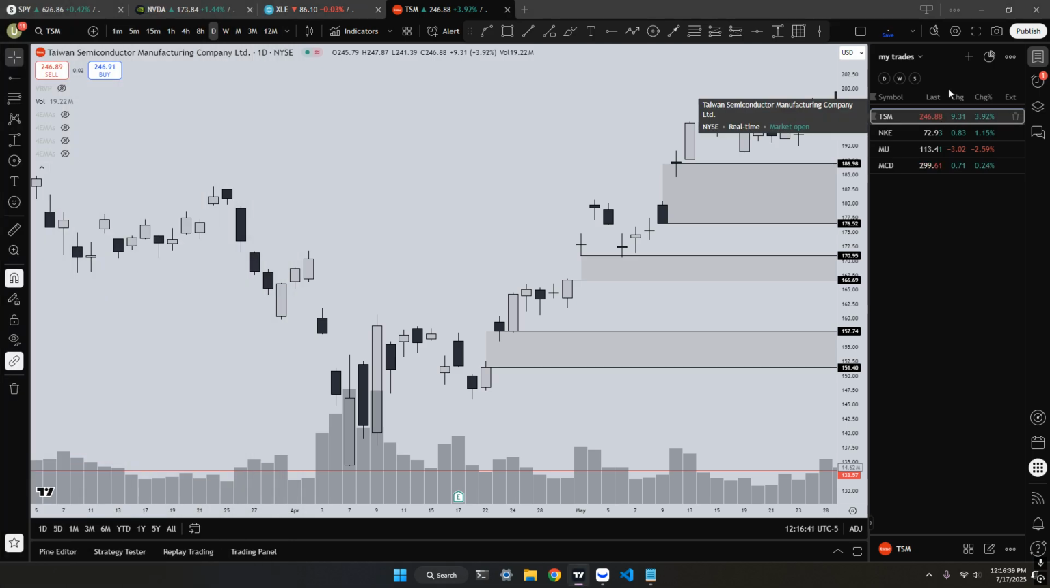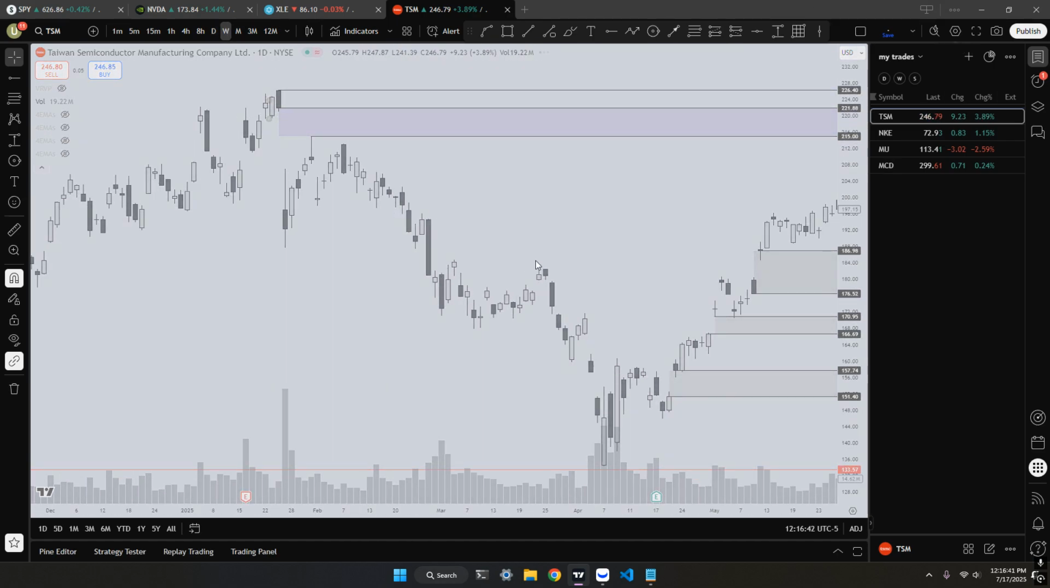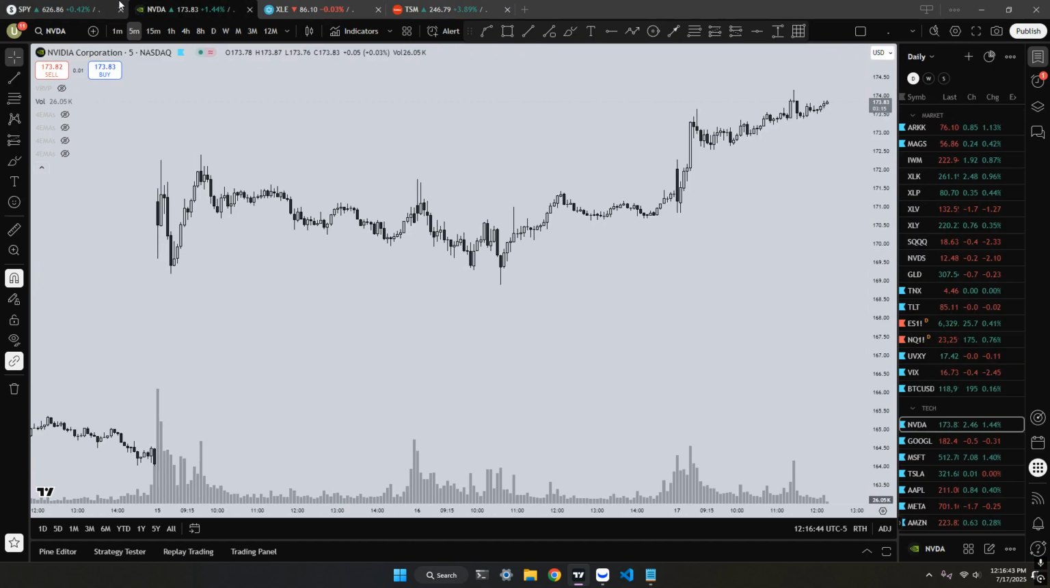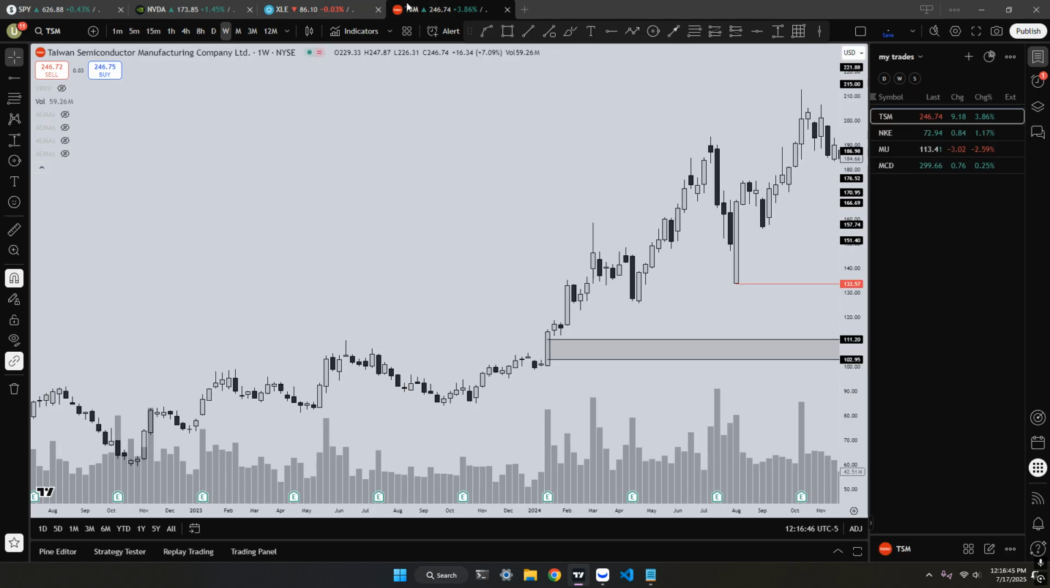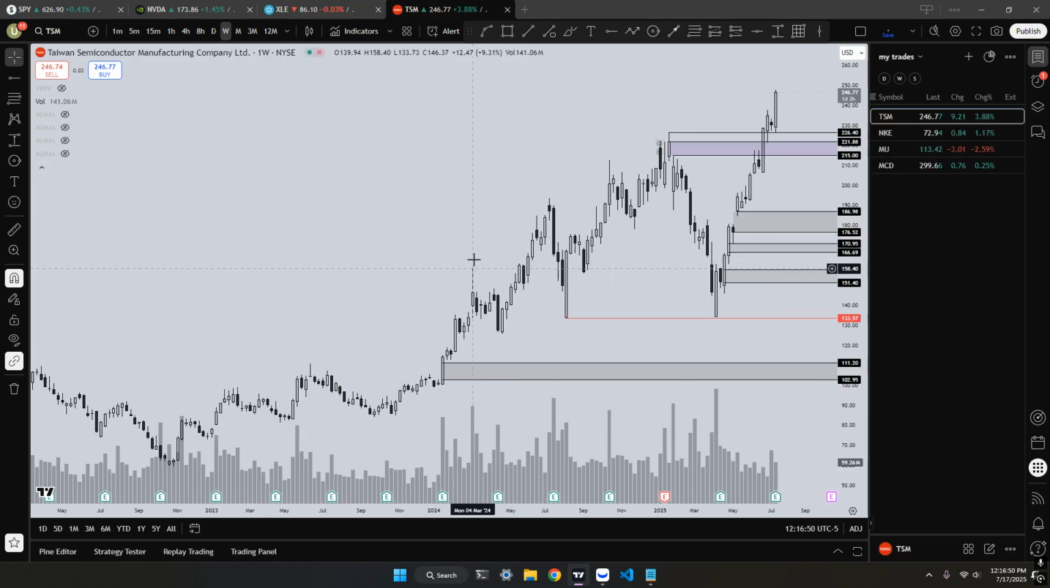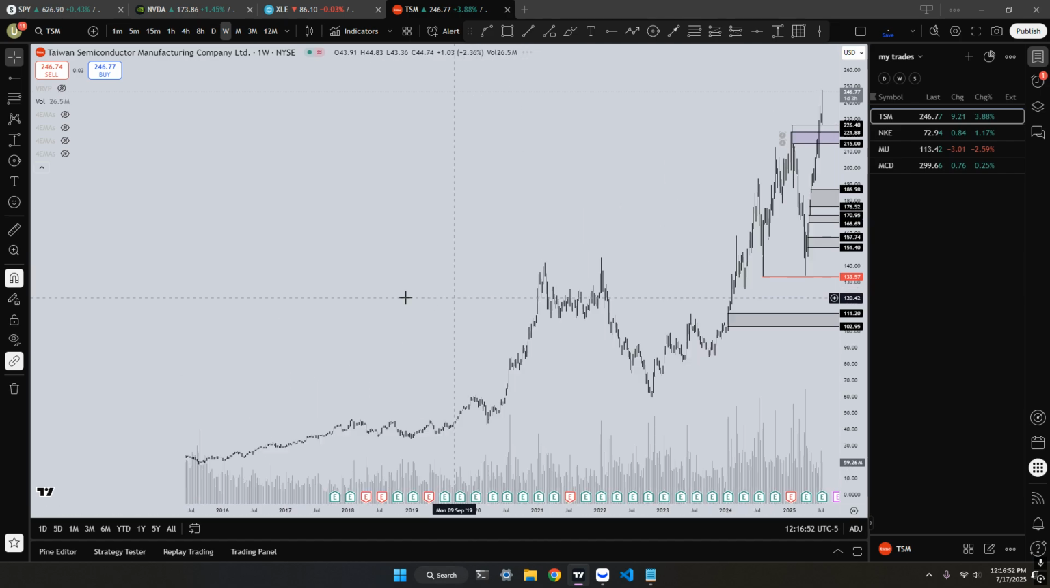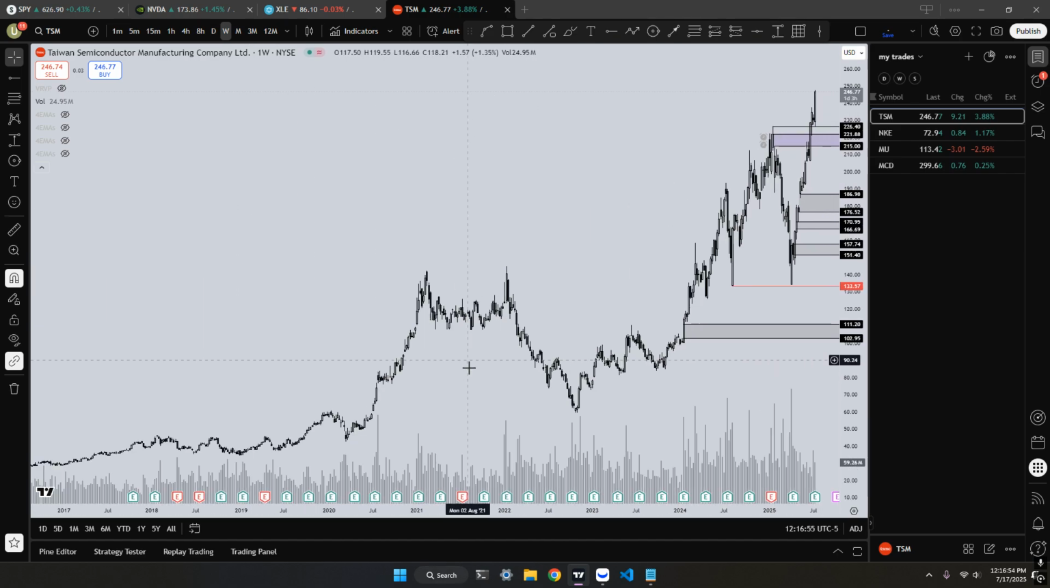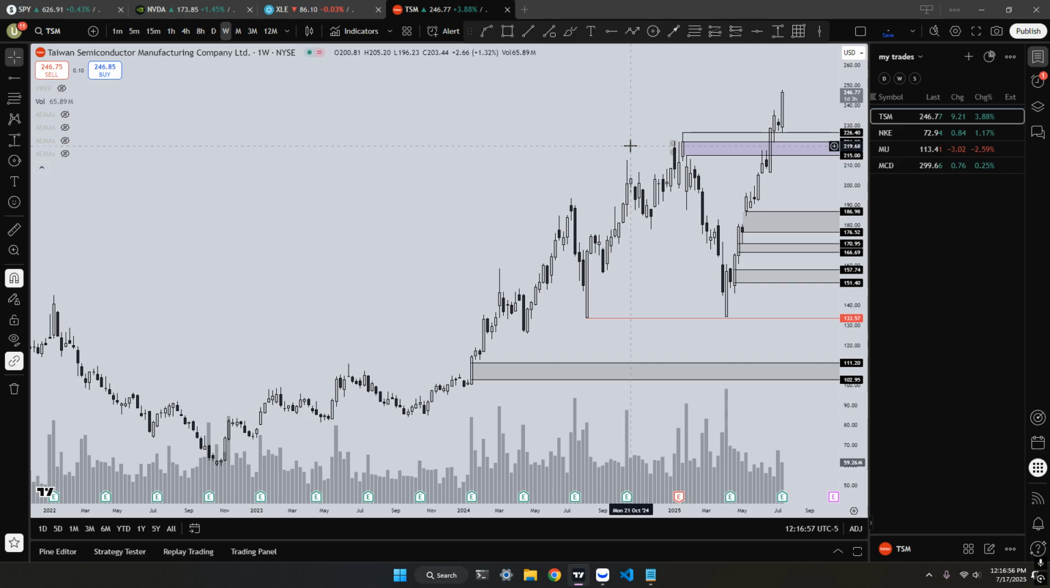TSM was a good one. This was another distribution that I think began in March of 2024. We had the lack of any lower lows. We had the notable volume at the higher highs. And we had the UTAD put in, at least at the time, in DeepSeek, right?